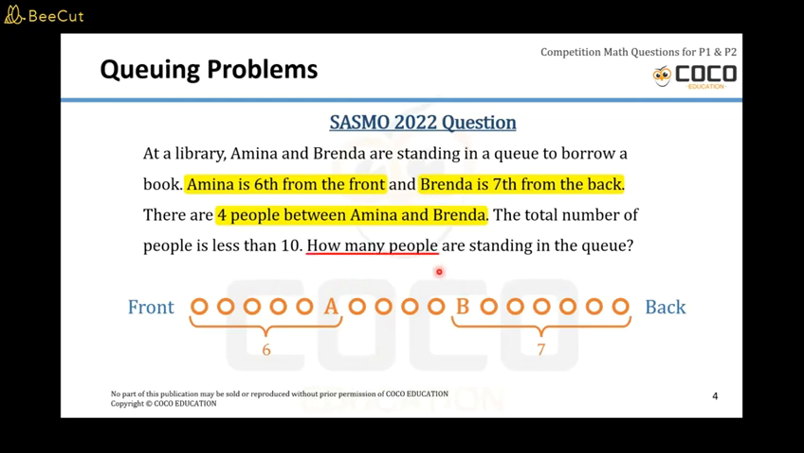Okay, then let's look at the question. They ask how many people are standing in the queue. So we already have 6 here, plus the 4 in between, then plus the 7 at the back. So we are going to find out. We have 6 plus 4 equals 10. Then 10 plus 7 equals 17. So the answer is 17 people.